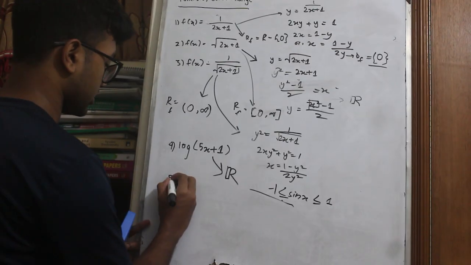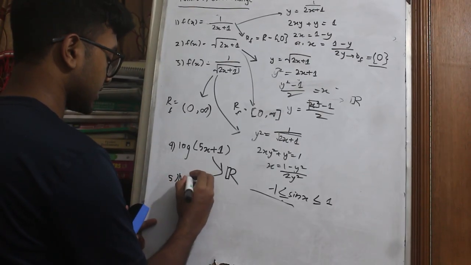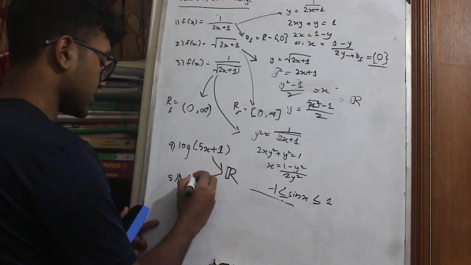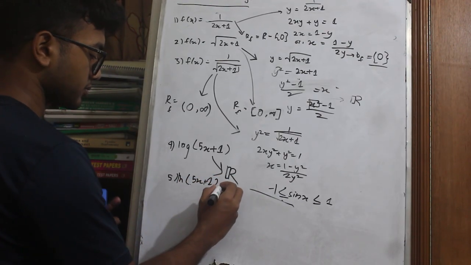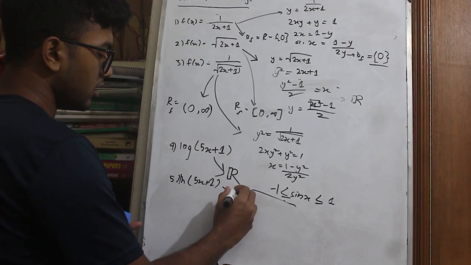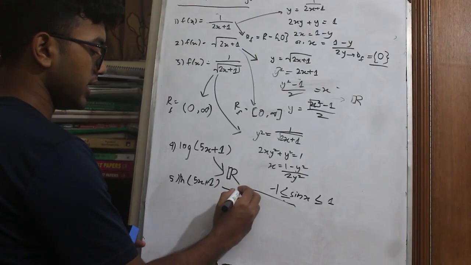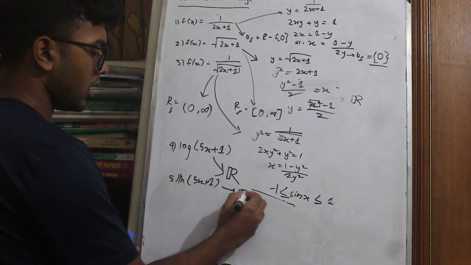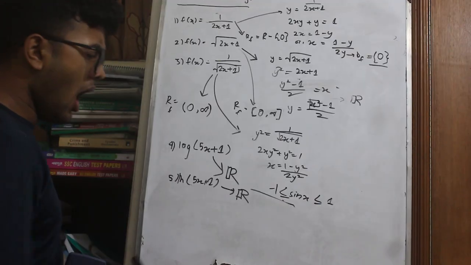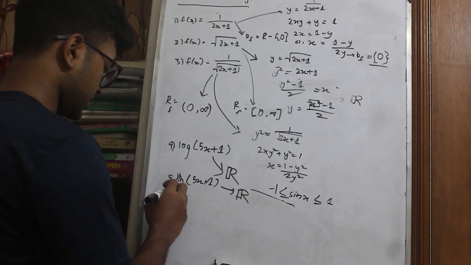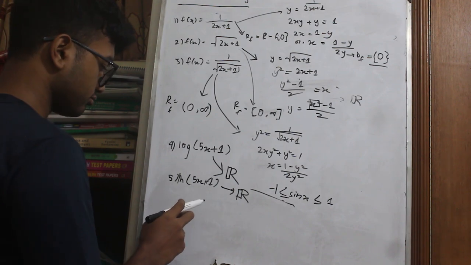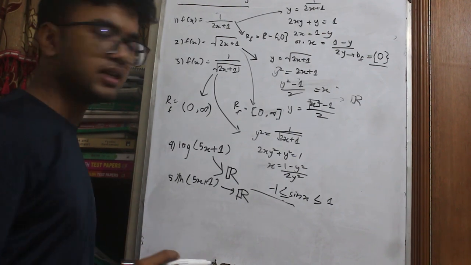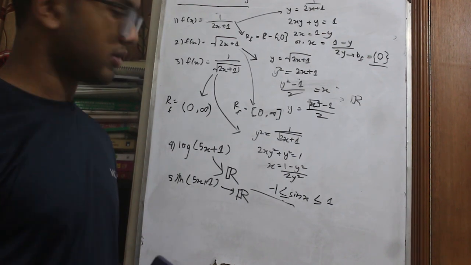Now we go to ln. Ln is also actually the same as this one. Ln is also all real numbers. The range is all real numbers. Well, actually that's pretty much it for the ranges.